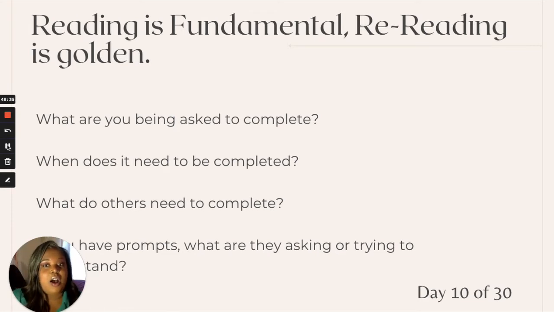So we've already talked about organization in a few videos ago. Ideally, you would already know, before you start applying, when it is due. But on the application, they're going to clarify that. So you will want to just make sure that it lines up with what is on your form or your sheet. Does this line up with when I'm expecting it to be due? What do others need to complete?